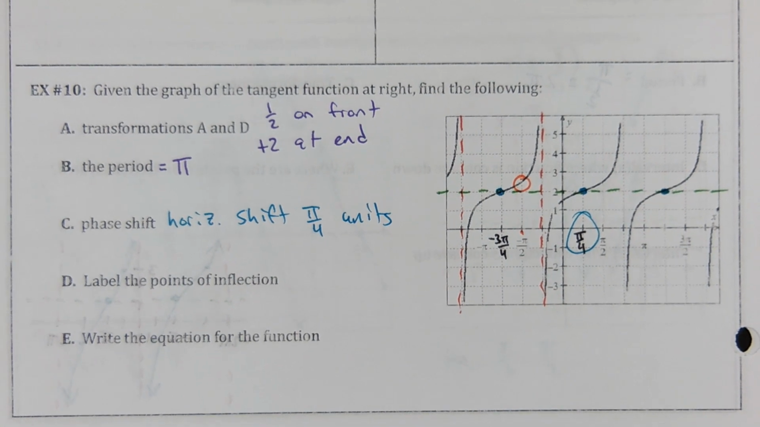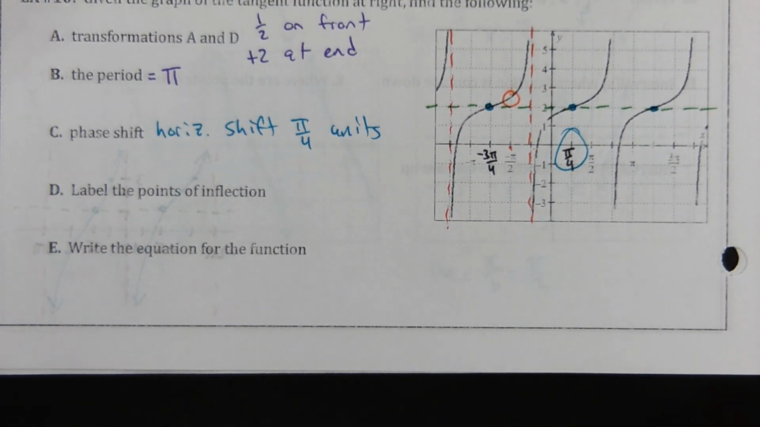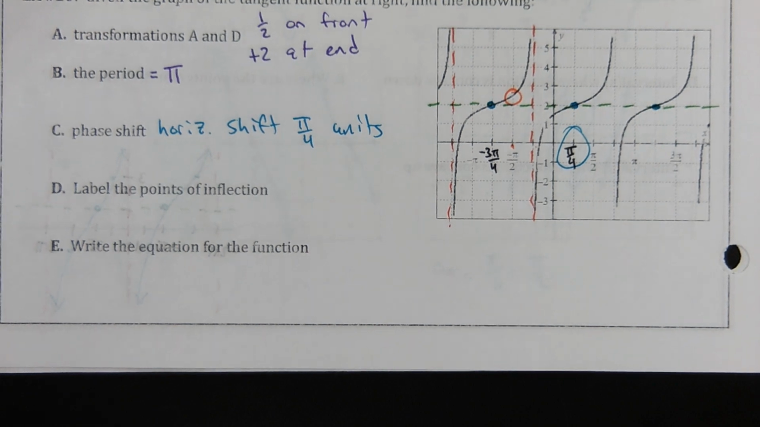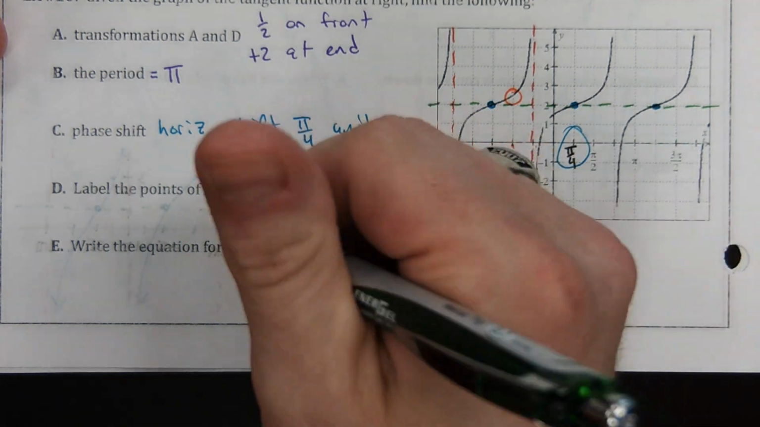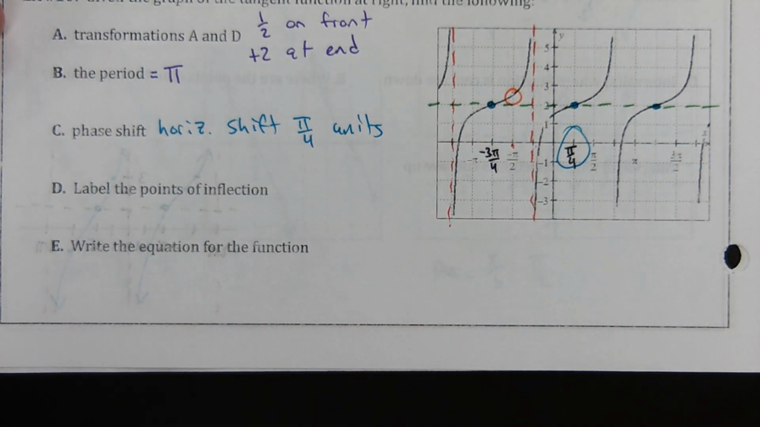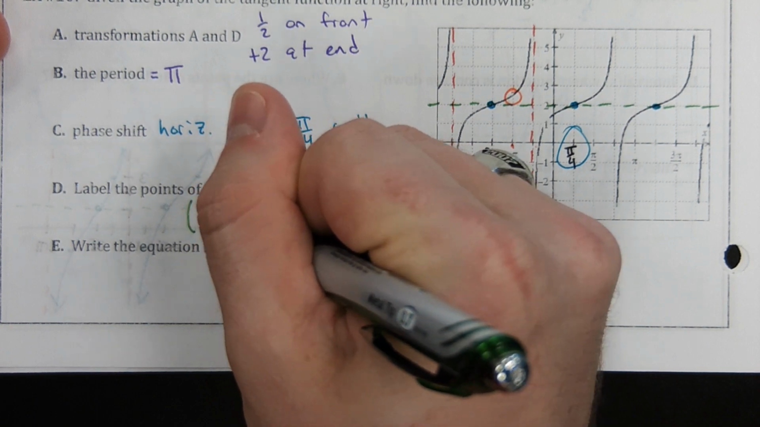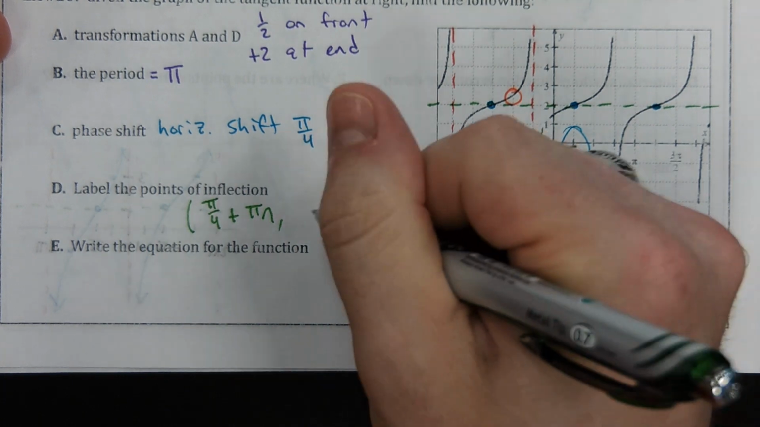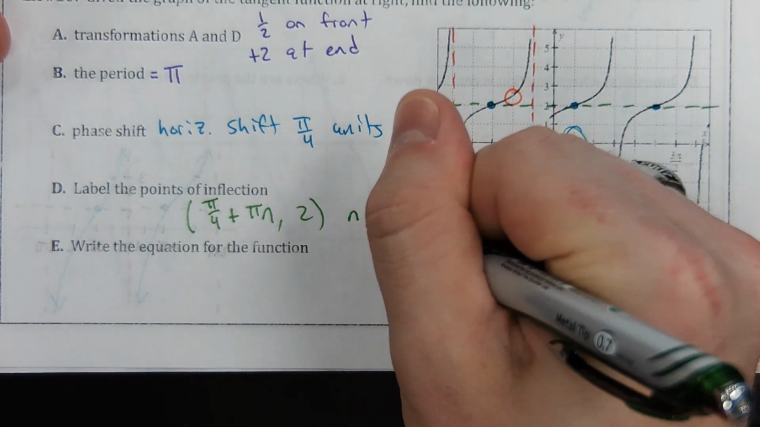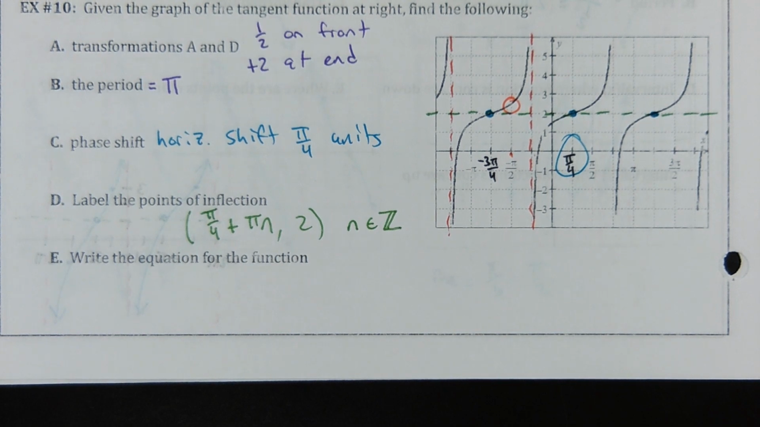I mean, if you wanted to describe all of the inflection points, you could. You could do it like this. I'm going to start with the smallest one, pi over 4. When I say smallest, I mean closest to 0. You could say they're happening every pi over 4 plus a period length times n, comma, the y value is always 2. And this is where n is an integer. You could do it that way if you wanted to. That describes every inflection point, positive and negative.